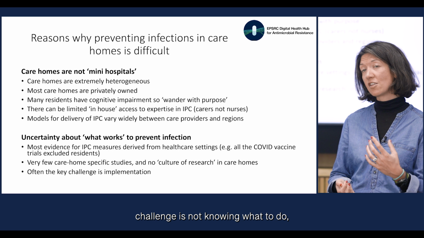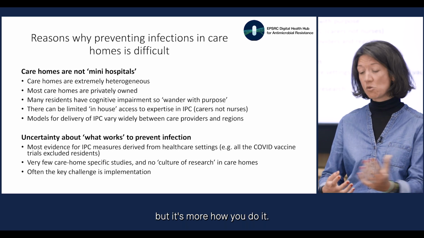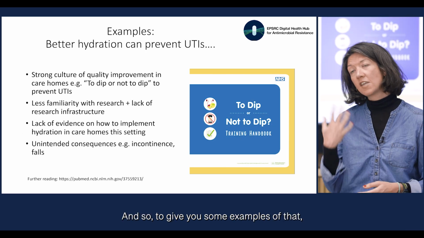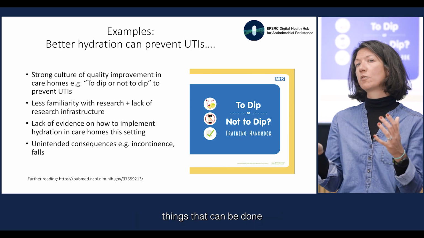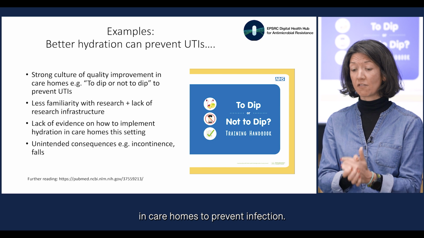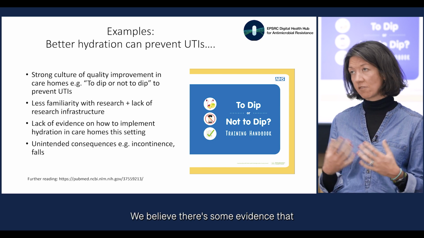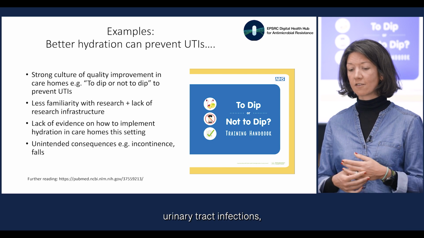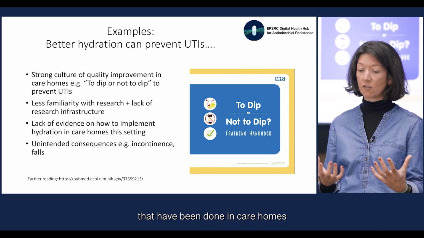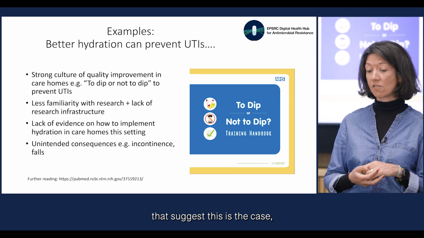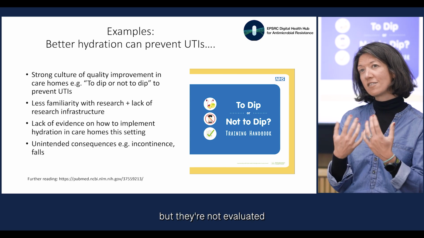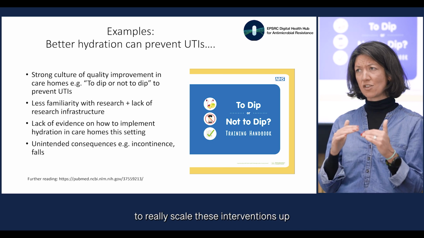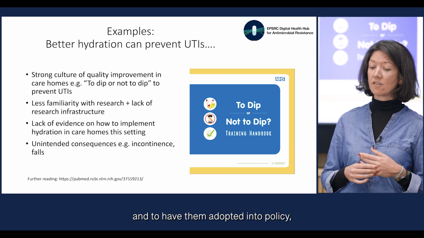And often the key challenge is not knowing what to do, but how you do it. It's how you implement things that we know work. To give you some examples, there are some very simple things that can be done in care homes to prevent infection. There's some evidence that improved hydration can prevent urinary tract infections. And there are some projects that have been done in care homes that suggest this is the case. But they're not evaluated in a research context, and so we lack the evidence to really scale these interventions up and have them adopted into policy.